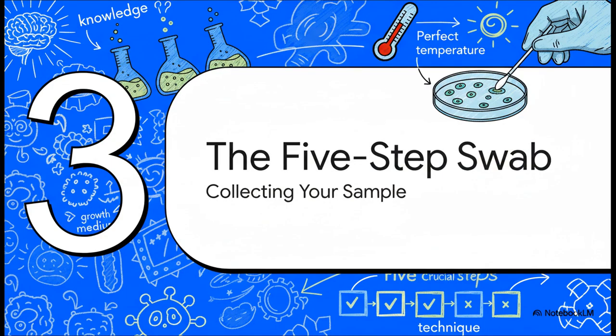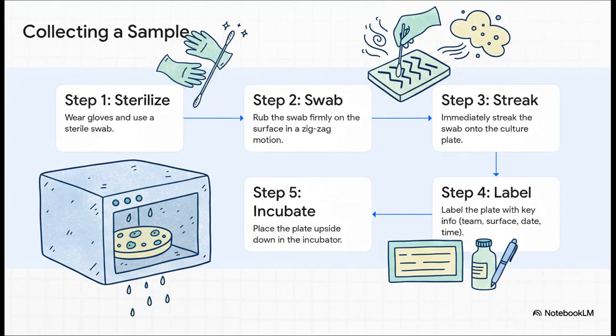Okay, so we've got our theory, our agar plate, and the right temperature. It's time for the most important part, actually collecting the sample. In science, careful technique is everything, so let's break down the 5 key steps to get it right. First, sterility is absolutely key, so always use gloves and a fresh, sterile swab. Second, rub that swab firmly on the surface in a zigzag motion to make sure you get a good sample. Third, and this is important, immediately transfer that sample to the agar plate. You don't want anything from the air getting on there.